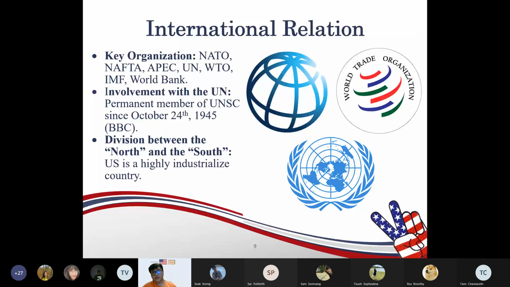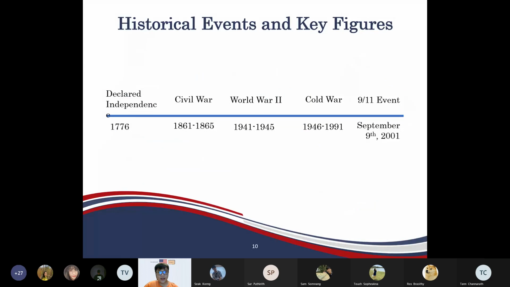And for international relations, we joined NATO, NAFTA, APEC, UN, and the Bretton Woods institutions like WTO, IMF, and World Bank. And we are the permanent member of the UNSC since October 24, 1945. And between the division of North and South, we are the highly industrial country. And the key events: we declared independence in 1776, fought the Civil War between 1861 and 1865, joined World War II and won it between 1941 and 1945, and engaged in the Cold War with the Soviet Union, 1946 and 1991. And the terrorist event is called the 9/11 event, which took place on September 9, 2001.